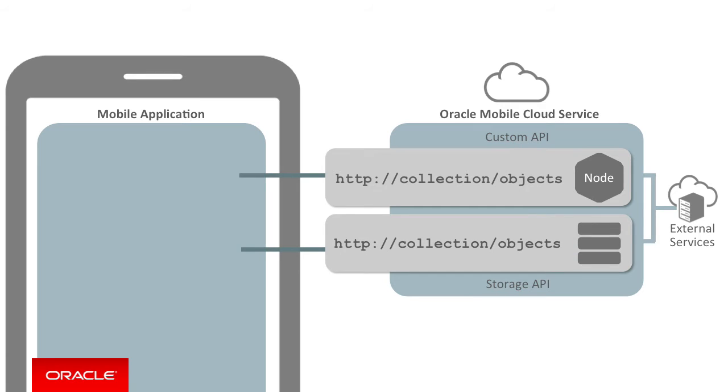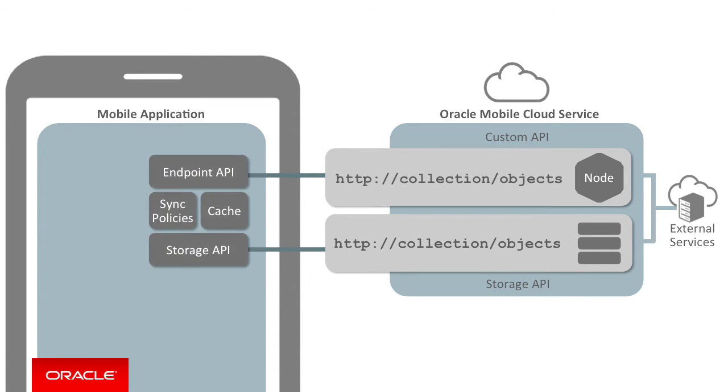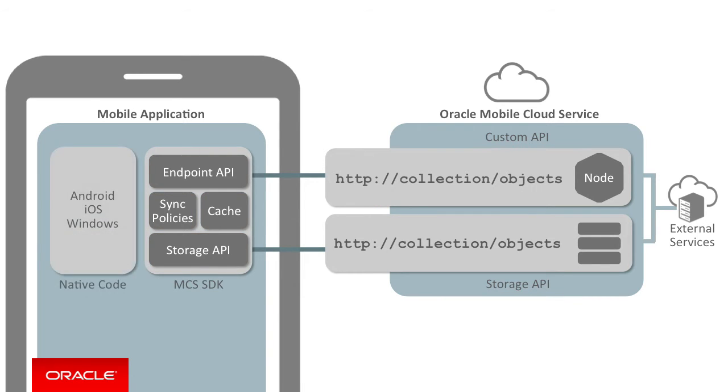As we will learn in later videos, the data offline and synchronization features on the mobile client side dictate a very specific REST endpoint pattern that your custom and storage APIs must comply to so the data can be shared with the mobile clients. Now, on publishing these REST endpoints via the MCS custom and storage APIs, these will then work with the data offline and synchronization functionality that comes with the native MCS mobile client SDK on Android, iOS, and Windows, which the native code will make use of.